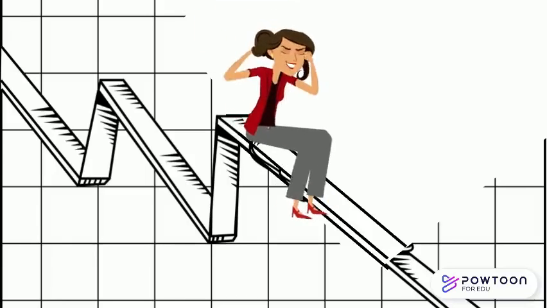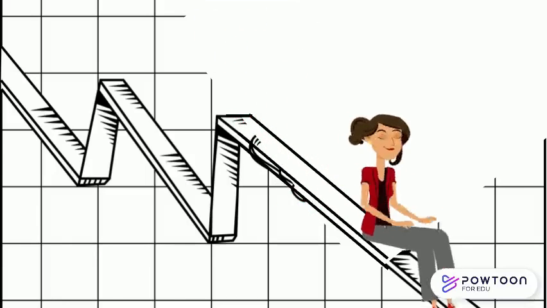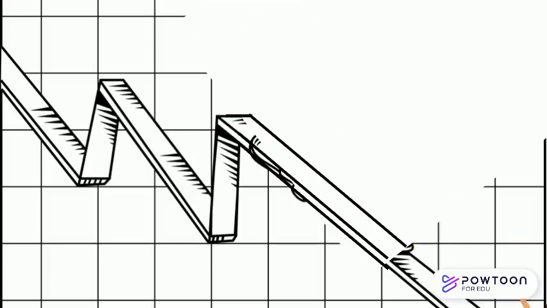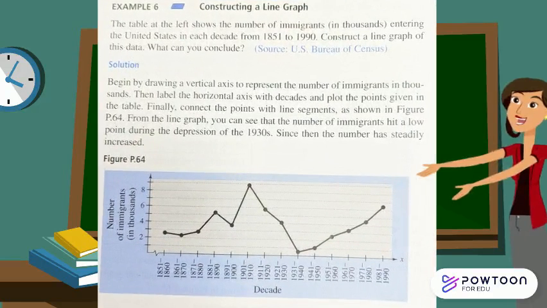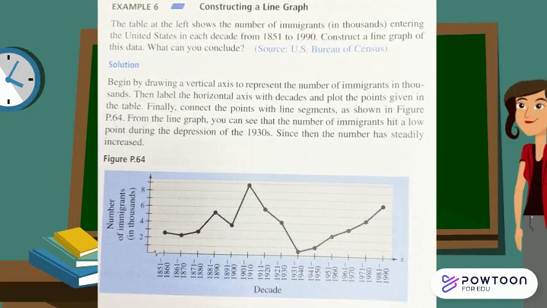Now, constructing line graphs. Line graphs are formed by plotting points on a graph and then connecting the dots. And you'll also notice a line graph is similar to a histogram in that it uses the full real number line, not just certain points.